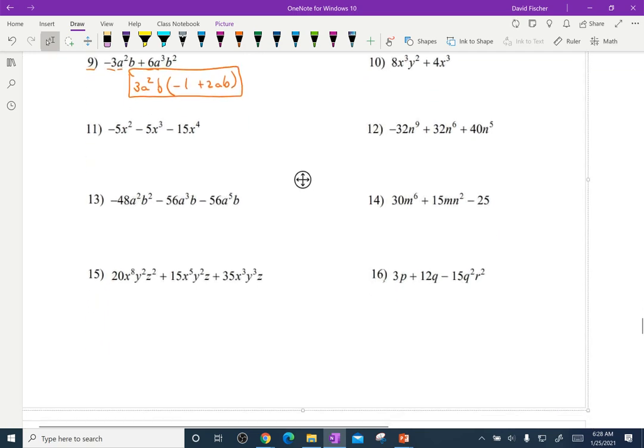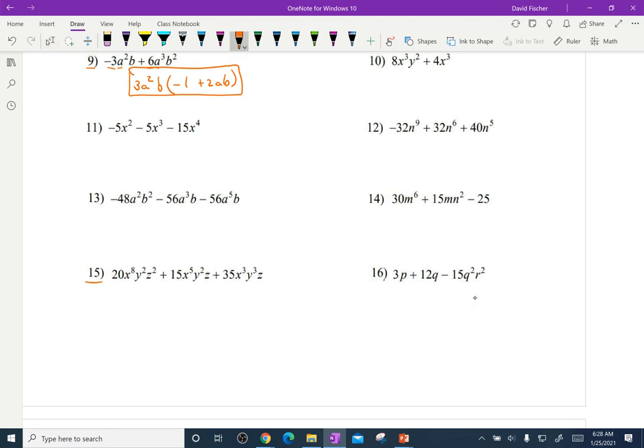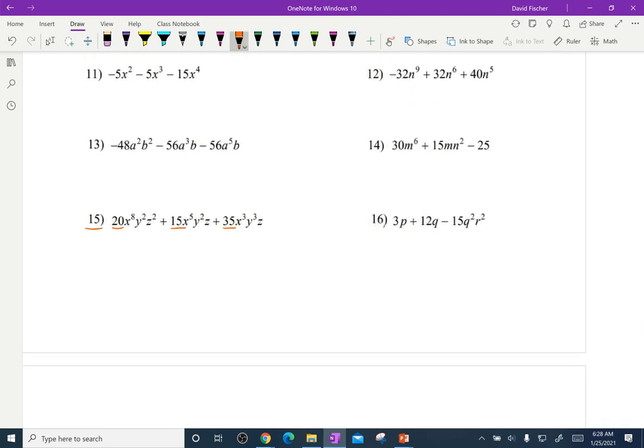Let's go down and just do one more real quick. Let's do number 15. I'm looking at my coefficients. 15, 35, and 20. I go with my lowest number, which is 15. Again, in my head, I'm thinking 1 times 15, 3 and 5. So those are all my factors of 15. So I start with the largest one. 15 won't go into 20, so I don't go any further. 5 will go into 20, and 5 will go into 35. So I want to take out a 5.